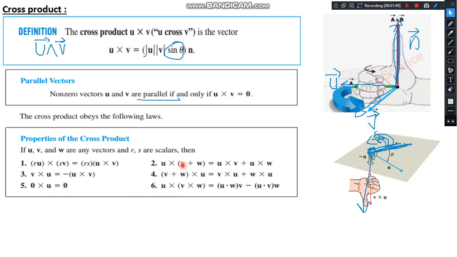Here you have the distributive property: u cross v plus u cross w. Here vector plus vector is a vector, and the cross of two vectors is a vector. Here, v cross u plus w cross u. A vector crossed with a vector is a vector. So if you have the cross here, this is the formula: u dot w times v minus u dot v times w. We're not going to use this one, so don't look at number 6. This is more what we used in the Analytical program.